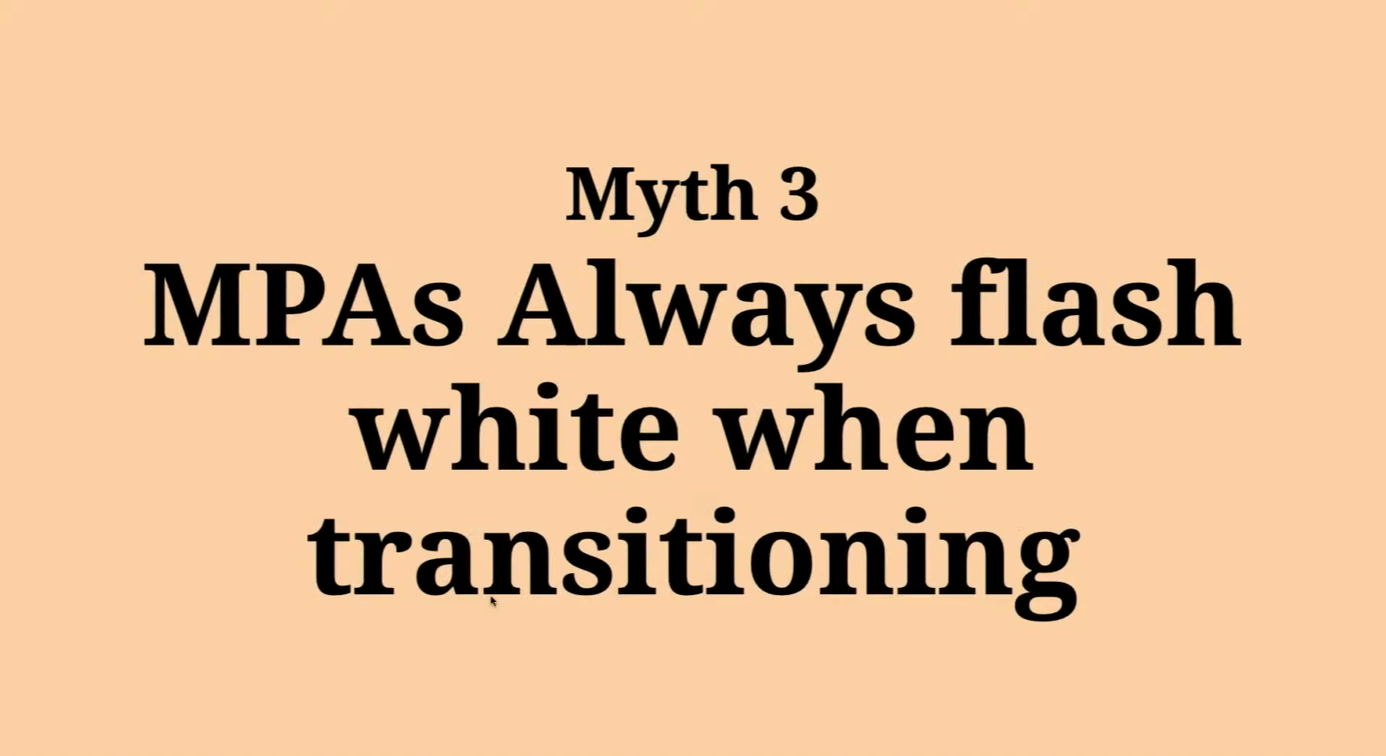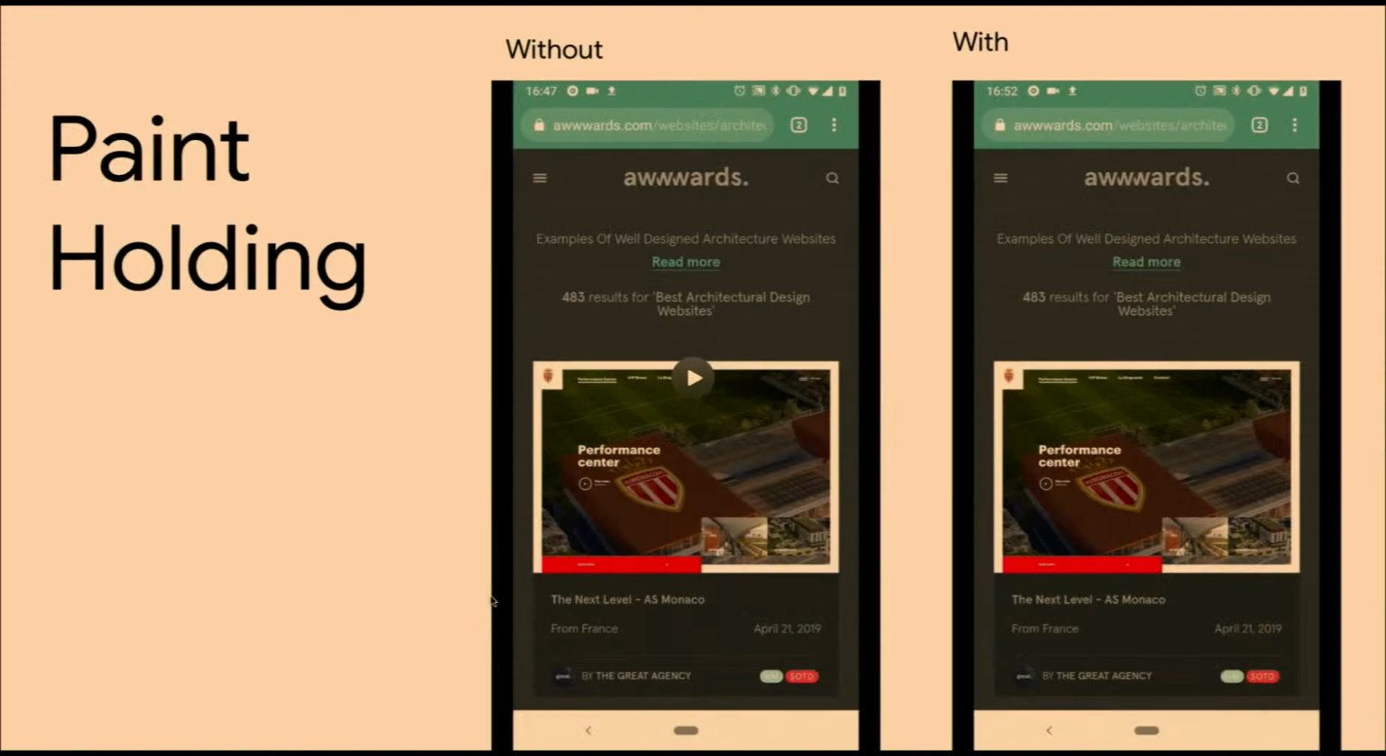So the third myth is that multi-page apps would always flash white when you transition between pages. So this used to be the case, actually. I don't know if I can call this a myth because it was true. It's still true, but it was more true in the past than now. And why it's not so true anymore is that browsers, since 2019, have supported a feature called paint holding, or paint withholding. And what that means, I'll hit play first, then you see.